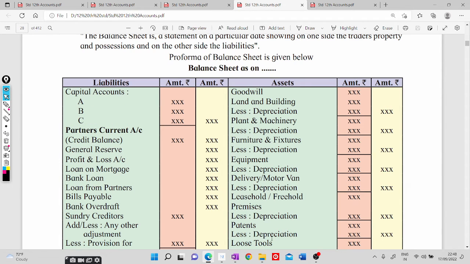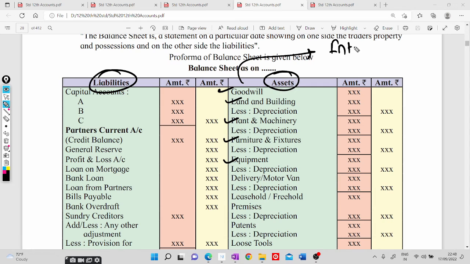Balance sheet will consist of assets and liabilities. All the fixed assets like land and building, plant and machinery, furniture, equipment, etc. will be shown, along with goodwill, if any. Goodwill is an intangible fixed asset. Goodwill is the reputation of the business expressed in terms of money.